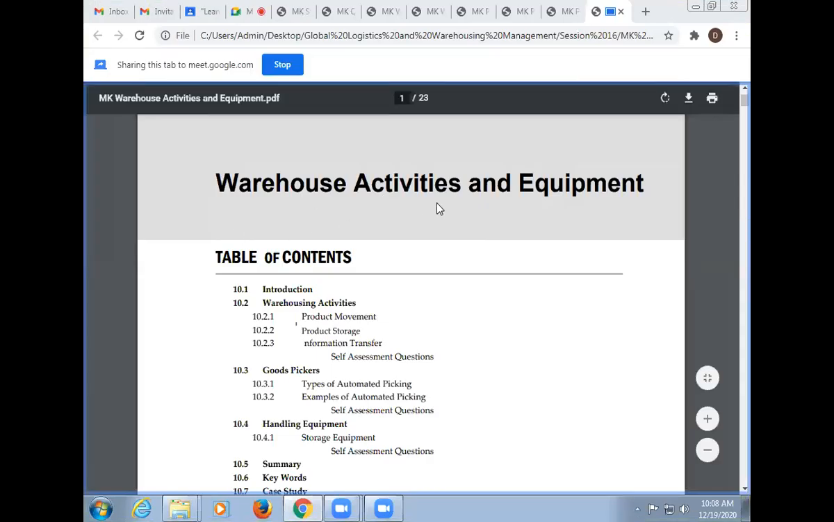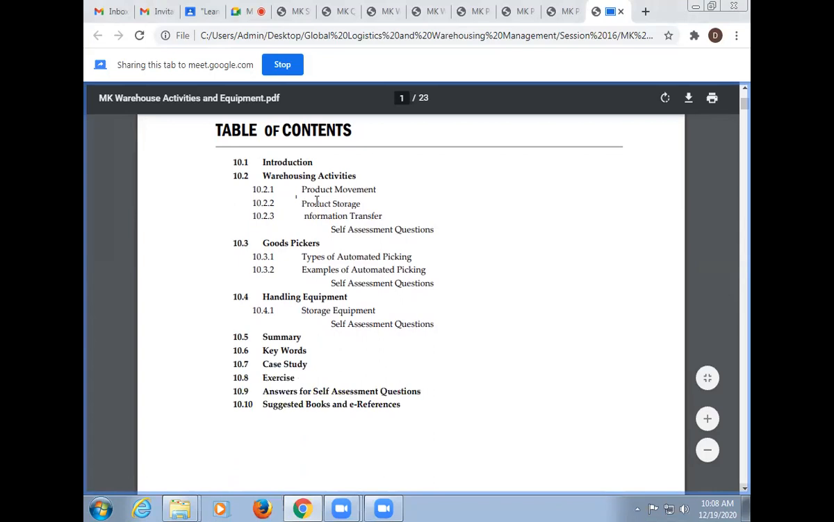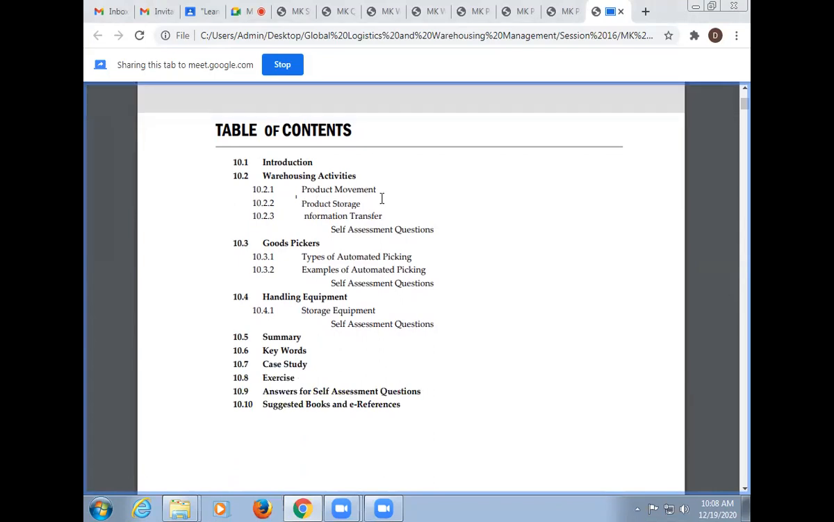What are the different warehouses and what are their equipments? We will study this in this chapter. Warehouse activities: product movement, which is the movement of the product from one place to another place within the warehouse. This is the warehouse activity. Product storage: the product will be stored in the bins and pallet racks.